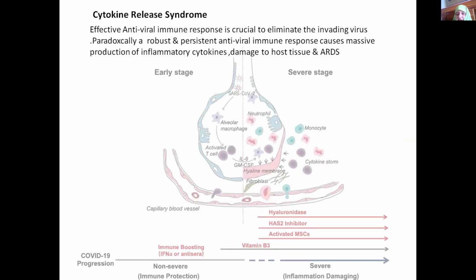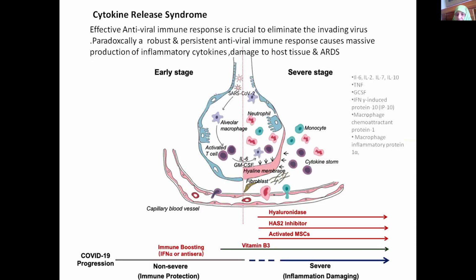Immunity is crucial to eliminate the invading virus, but paradoxically, a robust and persistent antiviral immune response leads to massive release of inflammatory cytokines, which we call cytokine release syndrome, or the cytokine storm. This is when you see a host of cytokines released: IL-6, IL-2, IL-7, IL-10, TNF, GCSF, interferon gamma-induced protein. All of these are pro-inflammatory cytokines. Their levels have been reported to be high, and they cause inflammatory damage, and fibroblast activity is increased.